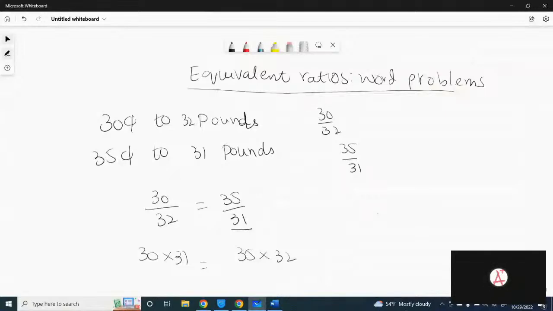Just multiply them. 30 times 31 is 930 and 35 times 32 is 1120. So their products aren't equal. Got it? That means they are not equivalent fractions.